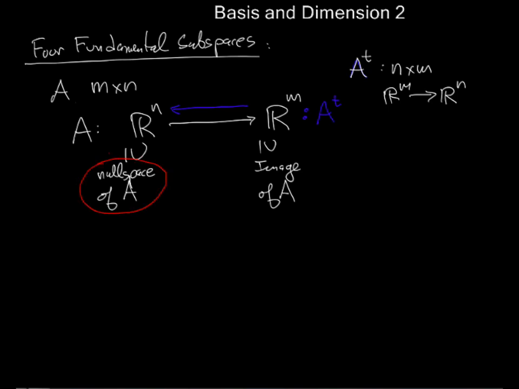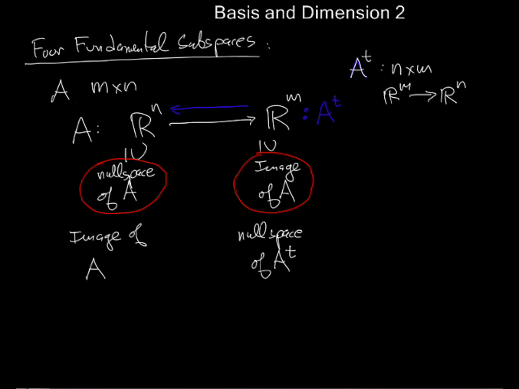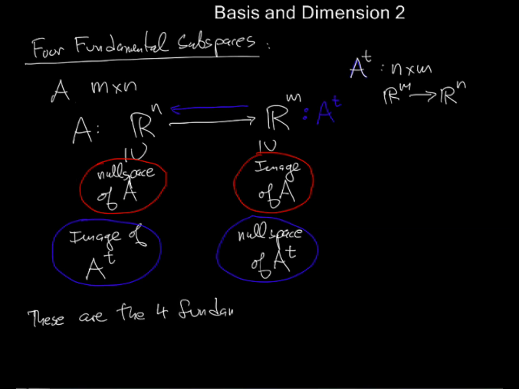So we have these two subspaces, the null space of A and the image of A, and now applying this to the transpose, we have two more subspaces, the null space of A transpose and the image of A transpose, and these lie in the opposite spaces, and here are our four fundamental subspaces associated to a matrix A. Two of them are in Rn, and two of them are in Rm.